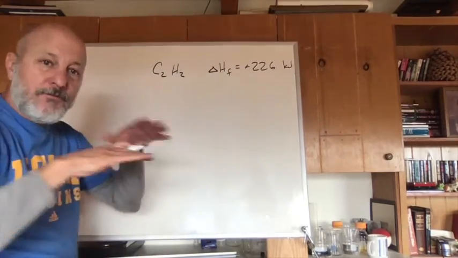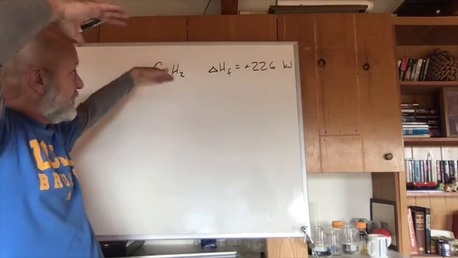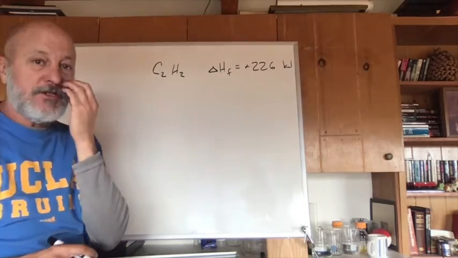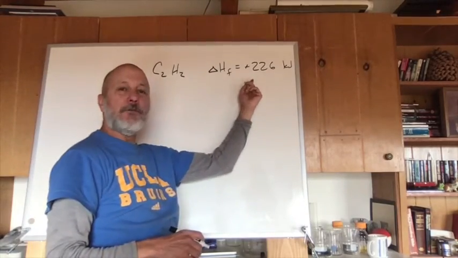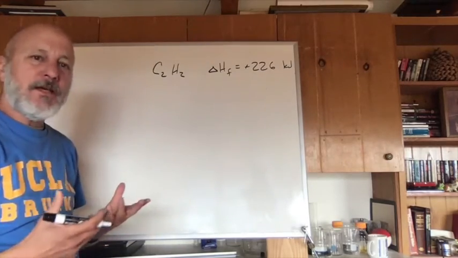Positive. That means from its elements, you raise the potential energy, which generally means this is less stable than the elements in the standard states. It's got a positive delta HF. So this kind of enthalpy of formation can help us with how stable that compound is.